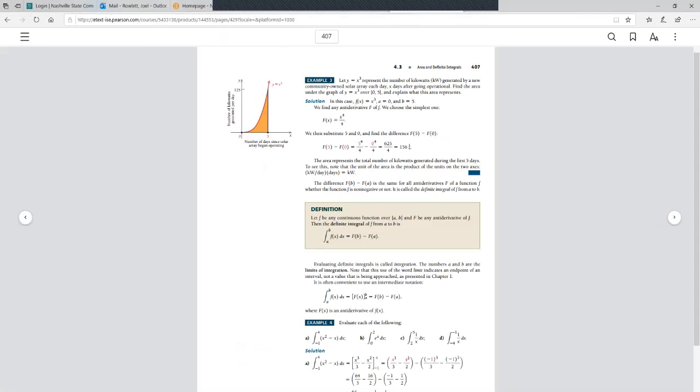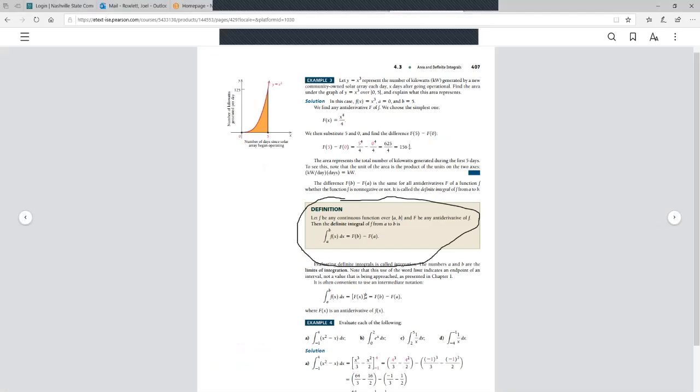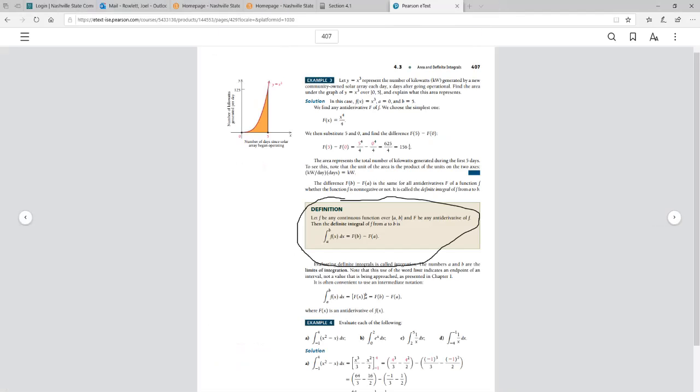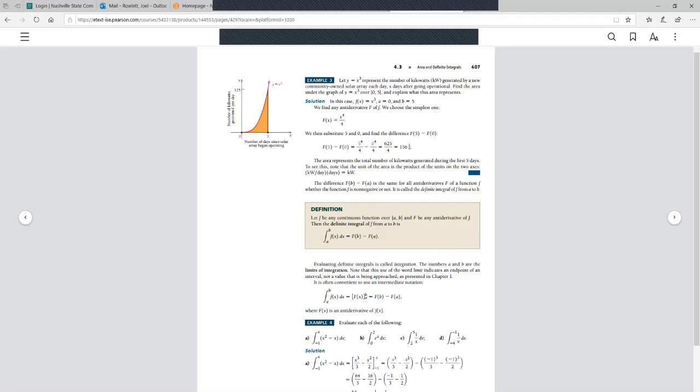And this is exactly what I just did. If you look here, it says in this definition, let f be any continuous function over the interval from a to b, and capital F be any antiderivative of f, then the definite integral of f from a to b, the integral from a to b of f of x dx, is equivalent to taking capital F of b minus capital F of a. This is arguably the most important definition of the day. So let's look at a couple of examples here. We'll look at the first two, parts A and B.